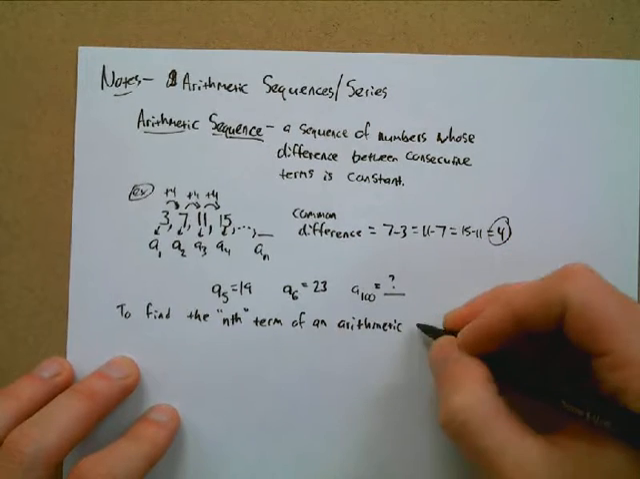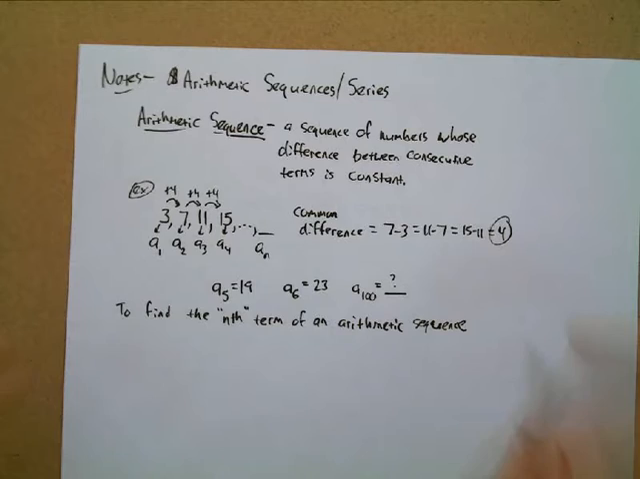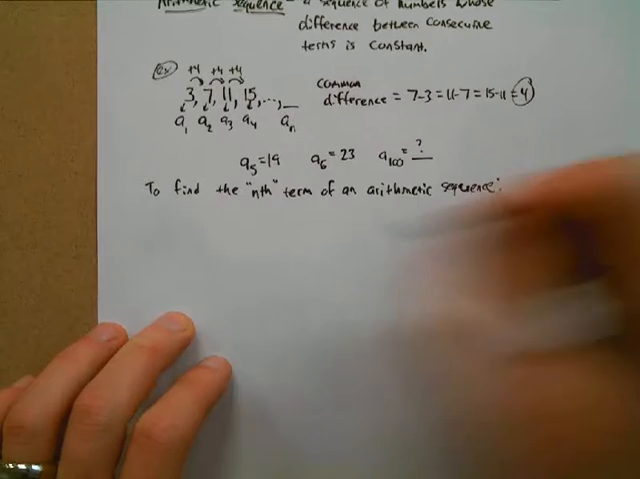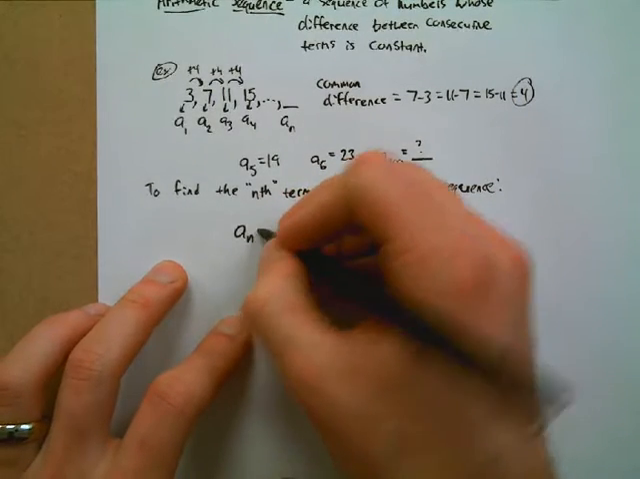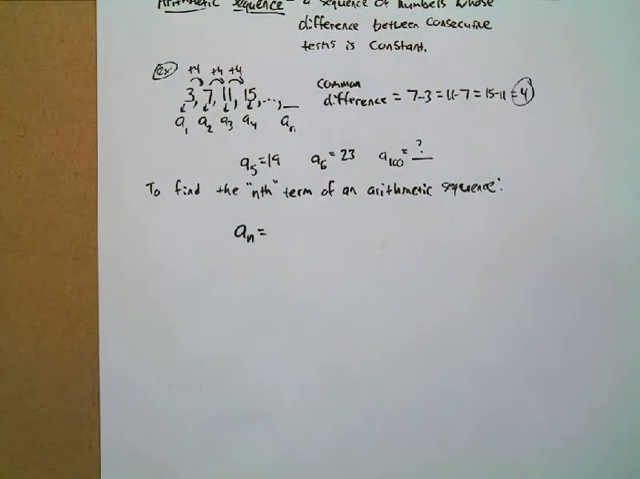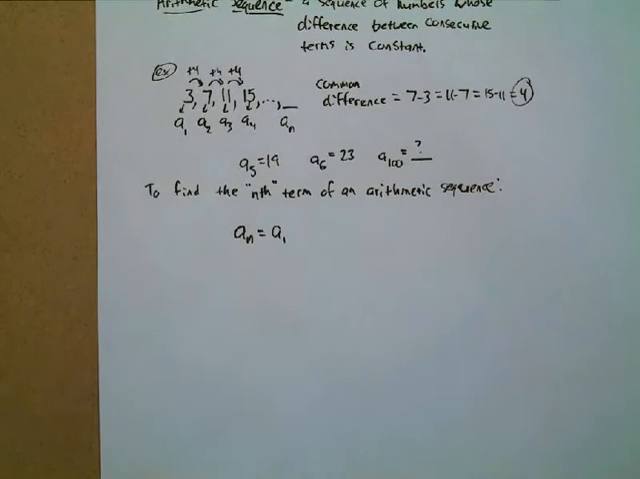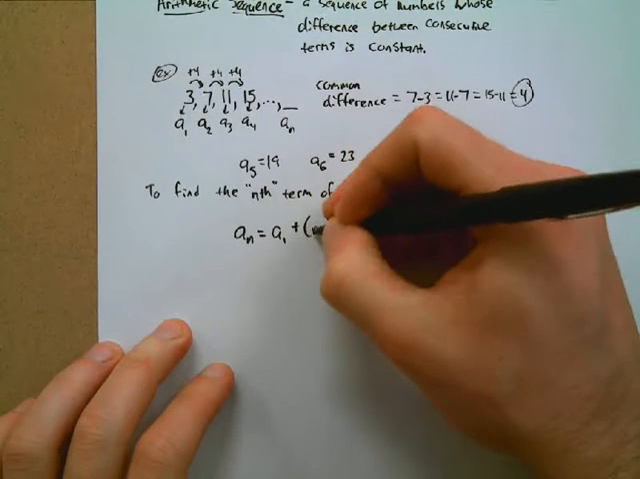To find the nth term of an arithmetic sequence, this formula is given to you. This formula will be given to you. So a sub n for that nth term, the one we're trying to find, in this case a sub 100, is equal to the first term, a sub 1, plus n minus 1 times d. Okay, so that's the formula we can use here.